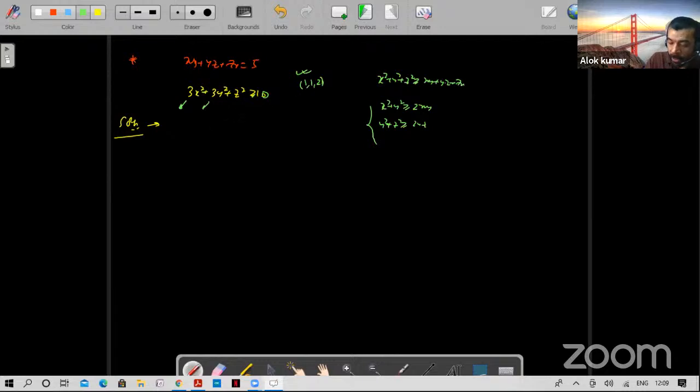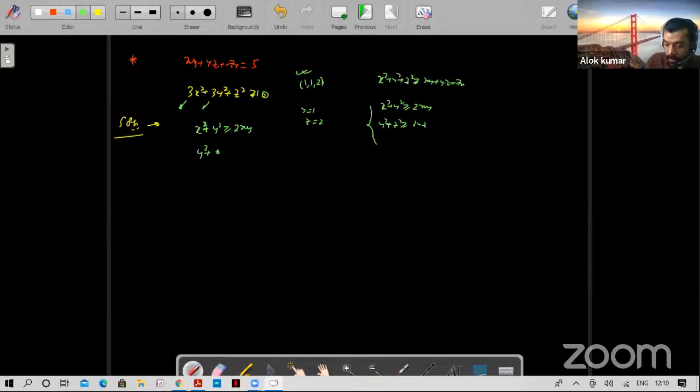So what I do, in order to honor my equality, I will apply on x and y: x square plus y square is greater than or equal to twice of xy. When I come to y and z, because y is 1 and z is 2, I will apply on y and z by 2, because they have a chance to be equal.